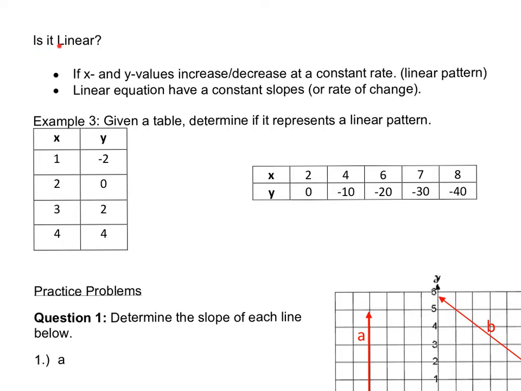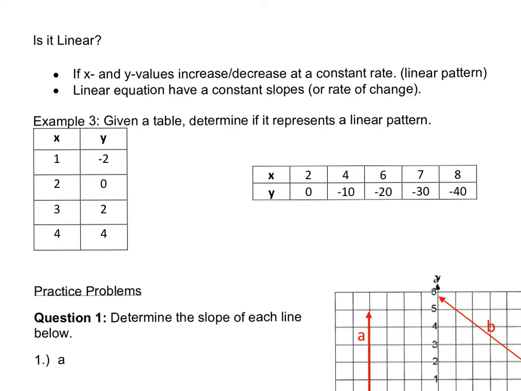So if you want to know if something is linear, basically the x and y values increase or decrease at a constant rate, which means that they increase or decrease at the same rate. Or basically the x's are moving the same amount and the y's are moving the same amount. And that's what we call a linear pattern. And so linear equations have what we call a constant slope or rate of change.